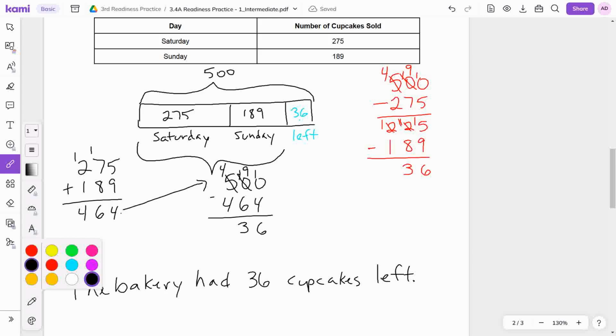Take a look at what I have here. It's 36. They both equal each other. Just two different ways to get to that same answer. They all equal that 36 cupcakes left.